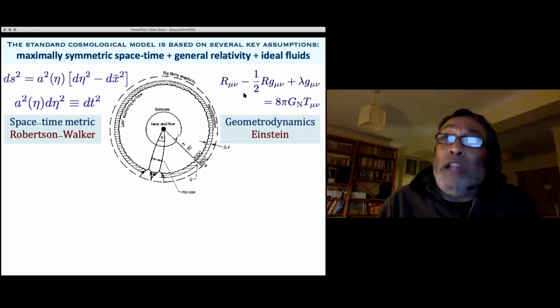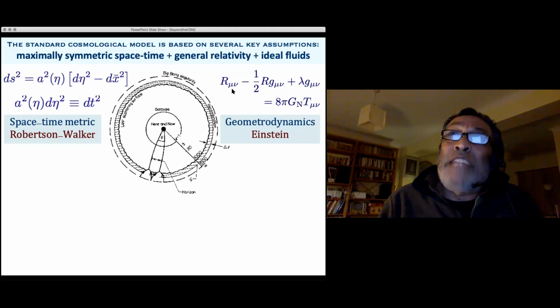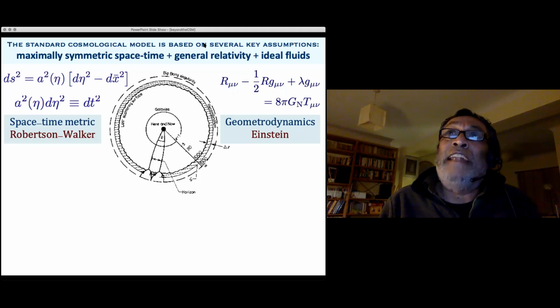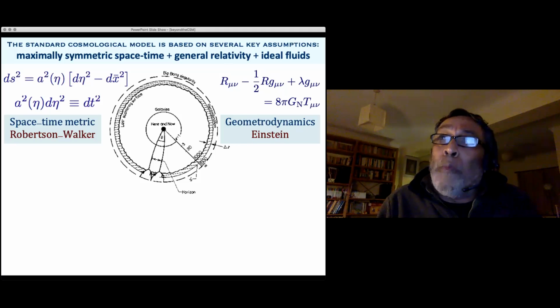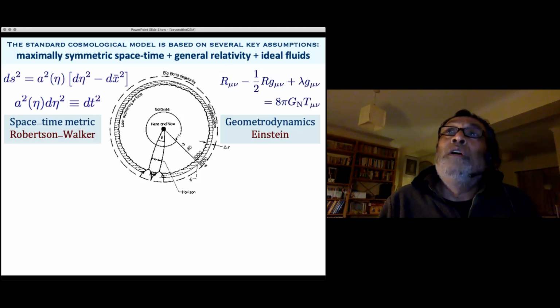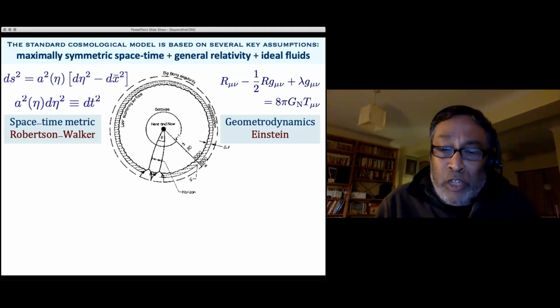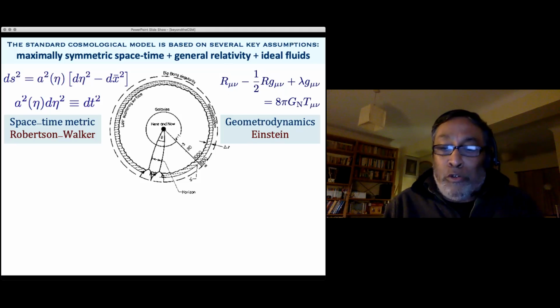But this is not just one equation, because these are tensors. They are 4x4 objects, right? And it's actually a symmetric thing. So basically there are 10 independent equations. And what it does is relate the geometry, which is on the left-hand side, to the energy momentum, which is this T mu nu on the right-hand side. So the matter tells space-time how to curve, and space-time tells matter how to move. This was a famous quote due to John Archibald Wheeler.